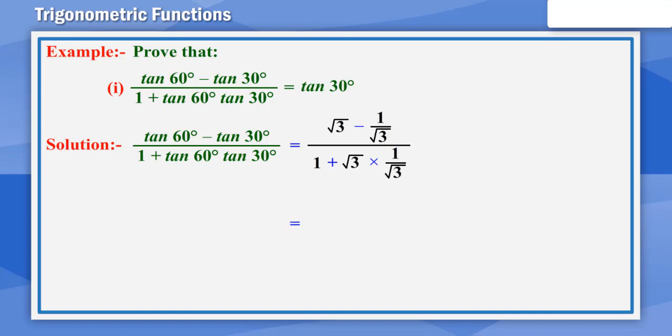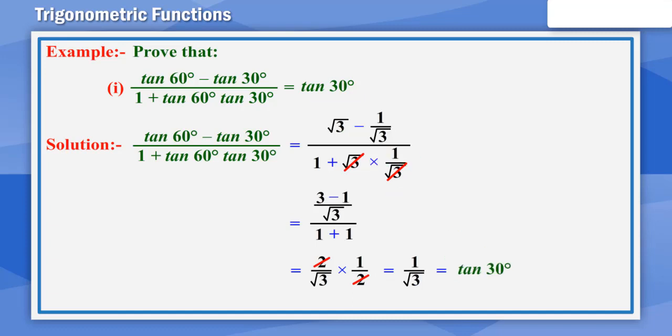This becomes equal to, in the numerator taking root 3 as the denominator, we get 3 minus 1 by root 3, and in the denominator, root 3 gets cancelled with root 3, so we have 1 plus 1. This becomes equal to 2 by root 3 into 1 by 2, which is equal to 1 by root 3. And we know that 1 by root 3 is equal to tan 30. Therefore, LHS is equal to RHS.